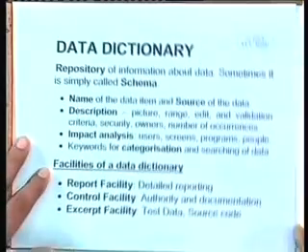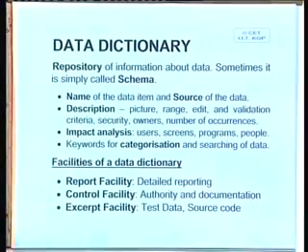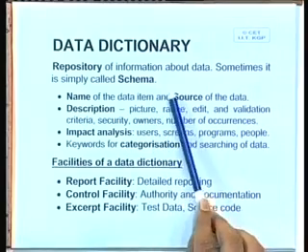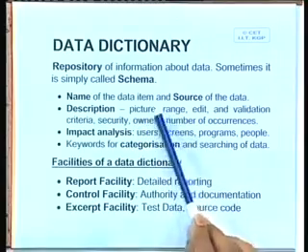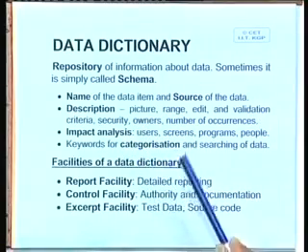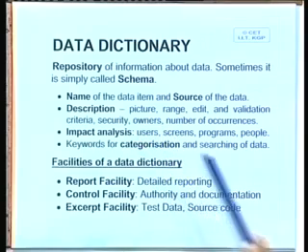Again, that data dictionary is the same thing I have already discussed earlier. Like the data dictionary in your data flow diagrams, you should also have a data dictionary as a repository of information about data. It is simply called a schema sometimes. So, you have to have the name of the data item, source of the data, then description. What are the description? It should have a picture.